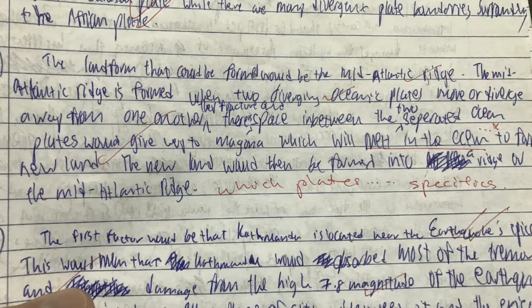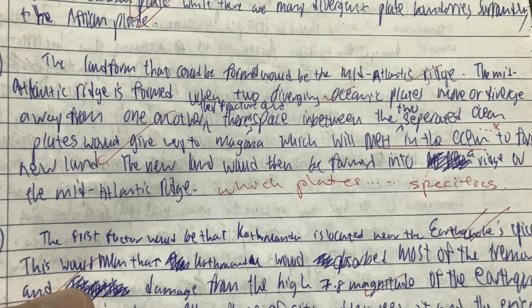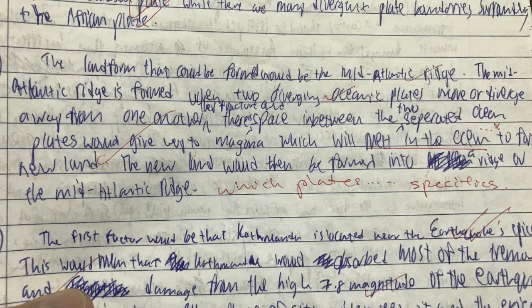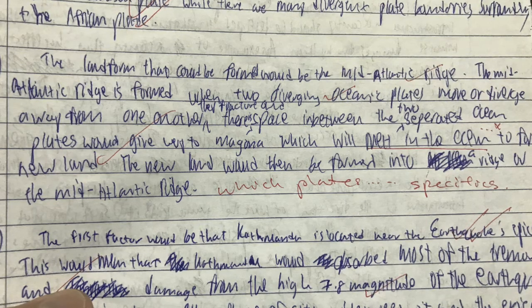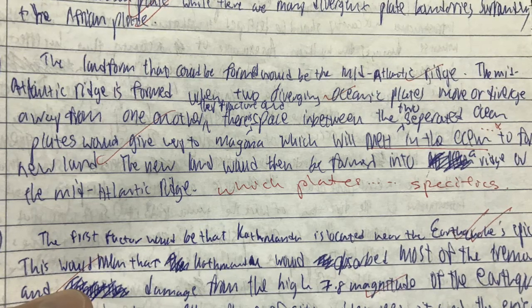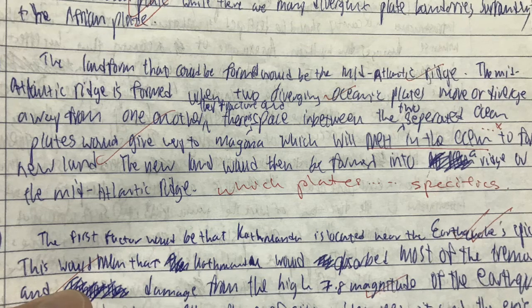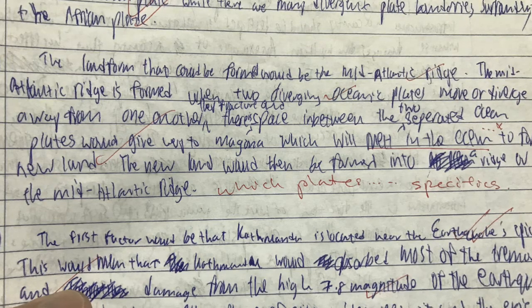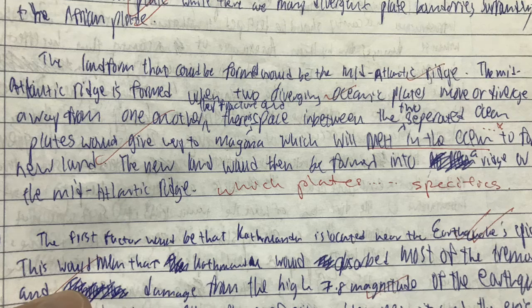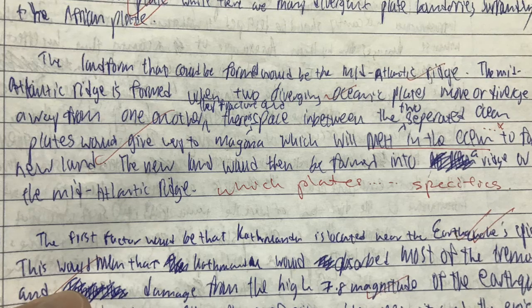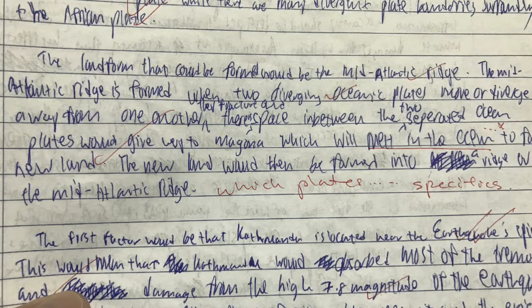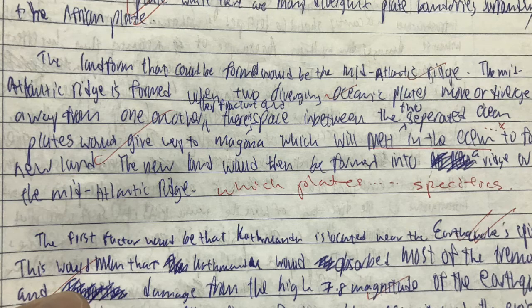This candidate here correctly identifies that this is the Mid-Atlantic Ridge. He gives a brief description of the formation of the ridge. However, there are some errors in the answer itself, using things like melt into the ocean, which is wrong. The candidate is also missing key data, which is the plates that are involved in this.